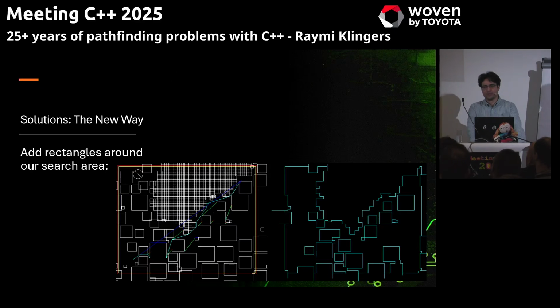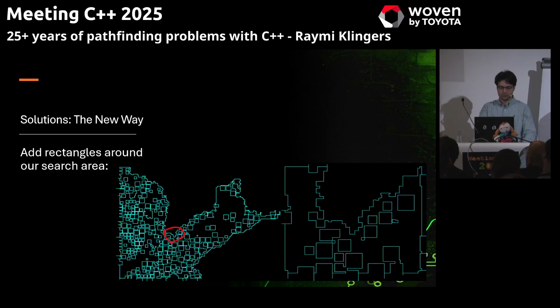A simple way to solve this is to just add 4 rectangles around our searching area. So in that way, we just basically build in the area that we search by adding some rectangles. And then, you can see what's on the right is what I encircled on the big map on the left.